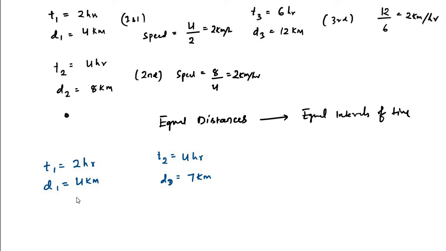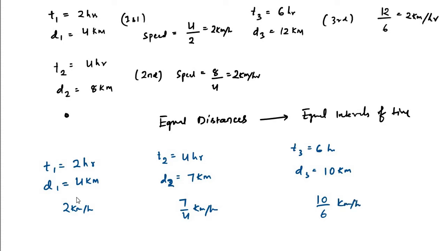This is d2, not d3. d3 at 6 hours, let's say it covers 10 kilometers, like this. So in the first 2 hour interval, the speed is 2 kilometers per hour, 4 by 2. Here it is 7 by 4 kilometers per hour, and here it is 10 by 6 kilometers per hour.